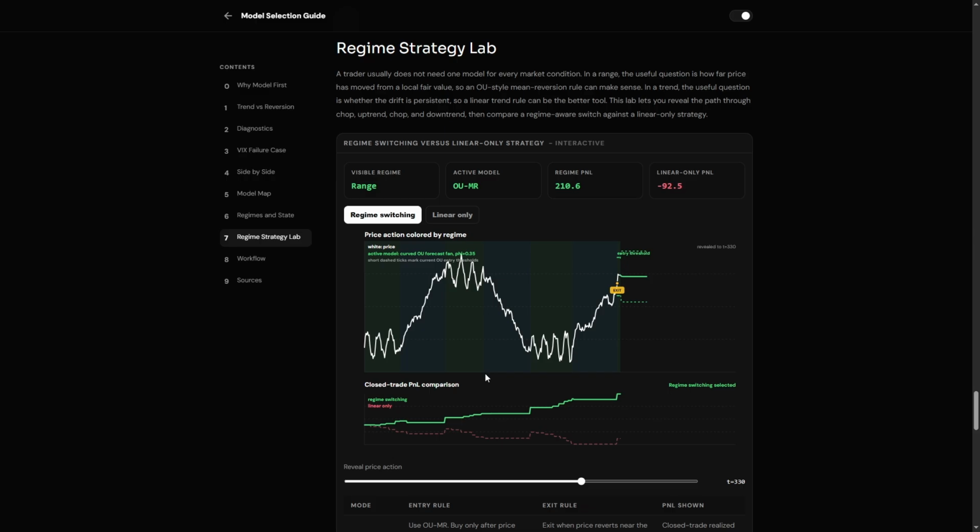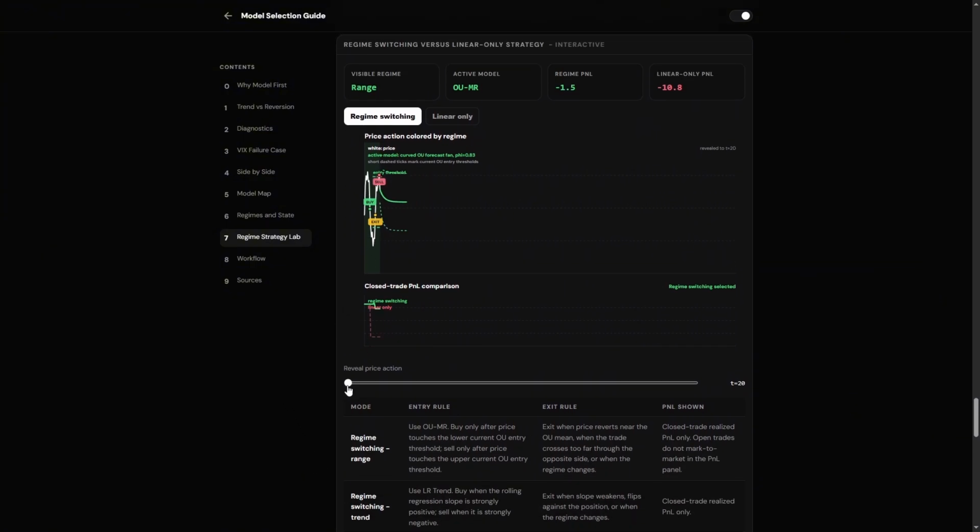And for regimes, this makes it concrete. Here is our synthetic price path with regimes: trend, range, downtrend. The regime switching strategy uses an Ornstein-Uhlenbeck mean reversion strategy in the range states and a linear trend model in trend states. The linear-only strategy uses trend rules everywhere, including two regimes where that's structurally wrong. The PnL difference comes entirely from model selection. The signal logic inside each regime is simple. The regime filter is doing all the work. So we have the regime switching model, and we will see its PnL compared to the linear model only.